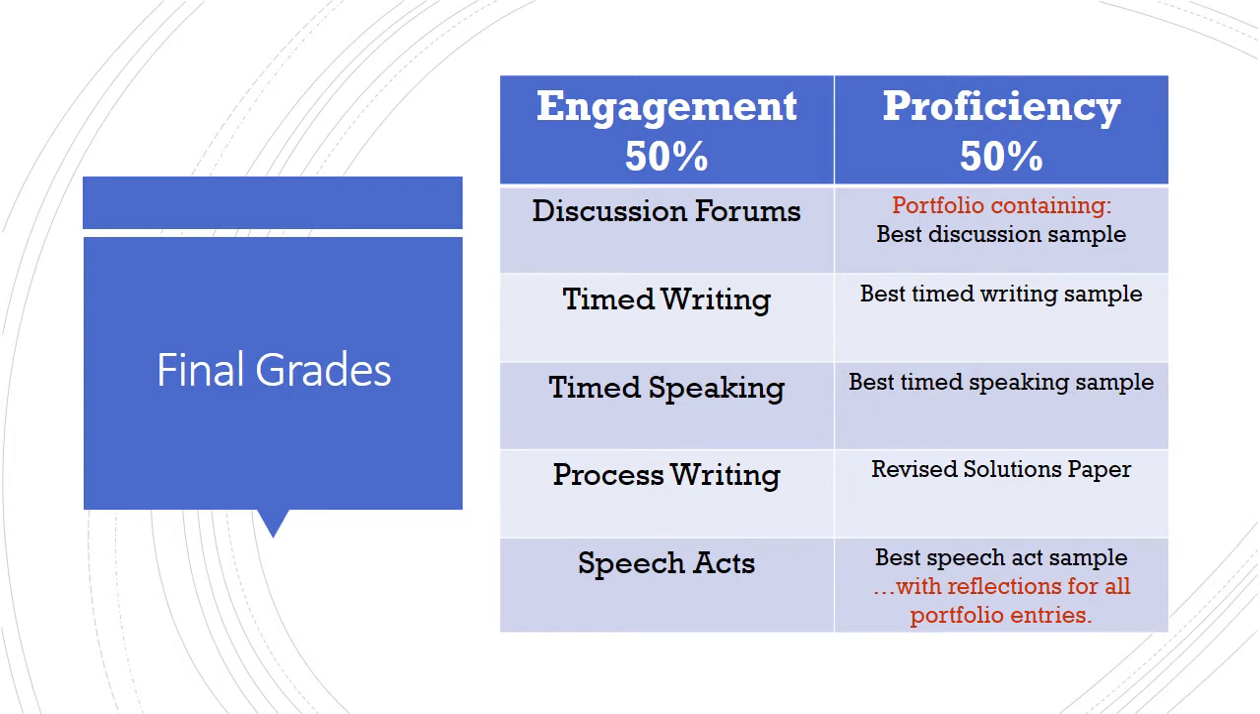The other half of the final grade is based on proficiency. This means your ability to use academic English effectively and communicate. And to calculate your proficiency, you will create the portfolio. And the portfolio will have 5 samples.